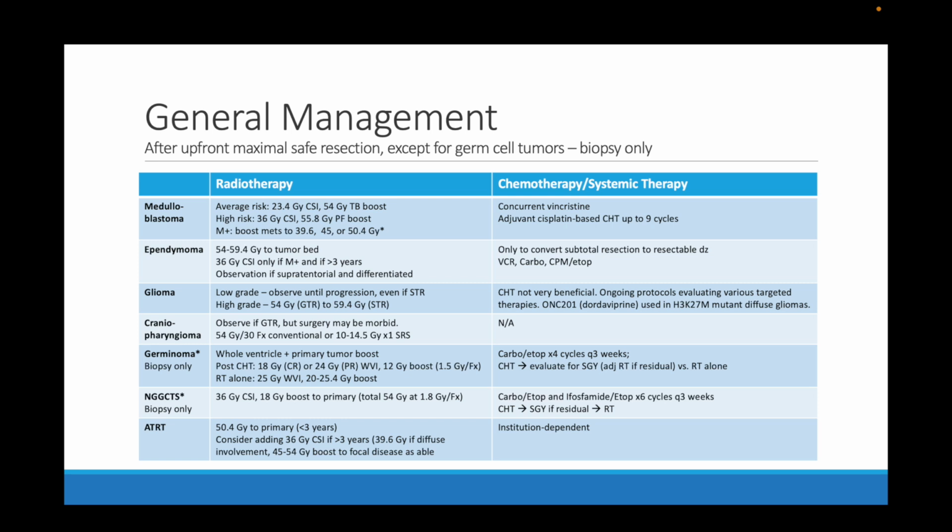So germinomas are typically treated with whole ventricular irradiation, and then they get a boost to the primary tumor. But non-germinomatous germ cell tumors get CSI, and then they get a boost to the primary tumor. Medulloblastomas also get CSI. The dose varies depending on the risk of the patient, and then they go on to get additional fractions for a boost to the primary tumor. ATRT, that atypical teratoid rhabdoid tumor, is another tumor that can get CSI as well.